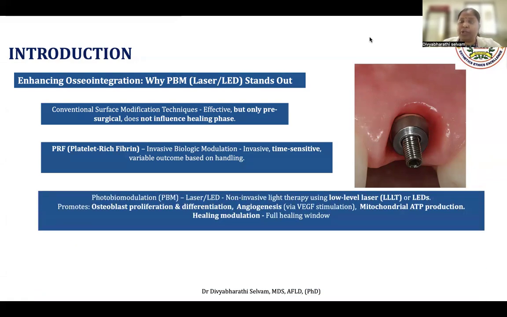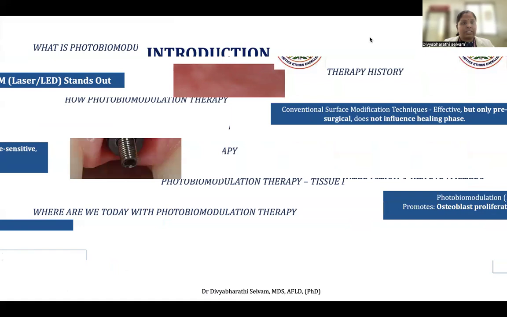Whereas photobiomodulation therapy, be it laser or LED, is a non-invasive light therapy that uses either low-level laser or LED in order to promote osteoblastic activity and enhance ATP production, and the full healing window of the implant can be aided and successfully regenerated with the help of photobiomodulation therapy. That is why we need this topic to be discussed further. So these are the references.